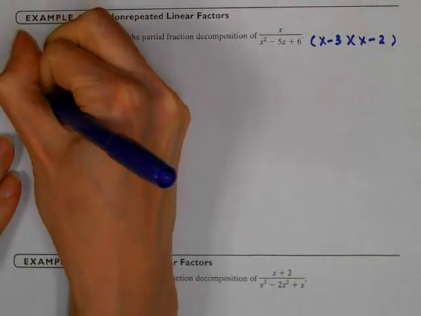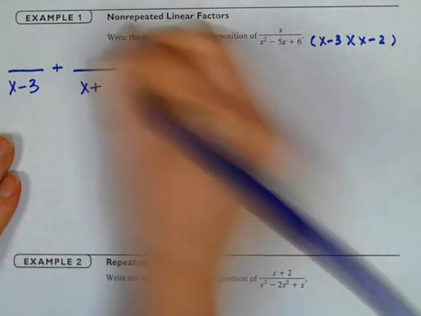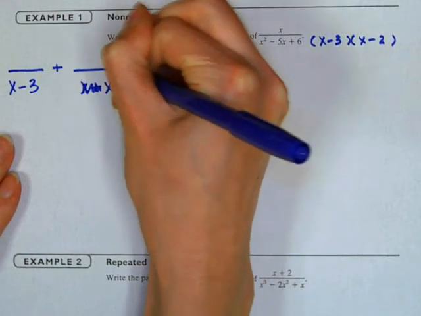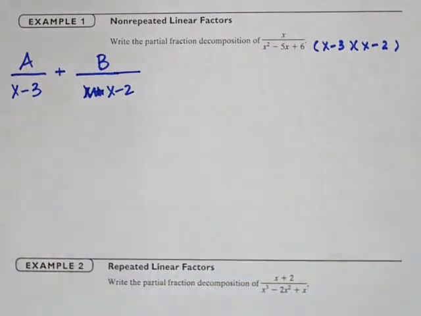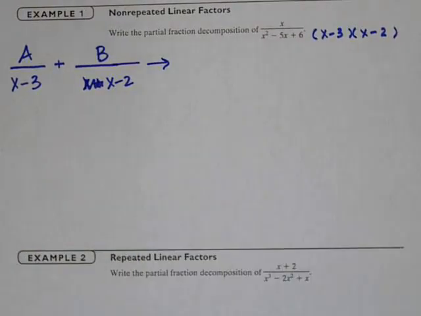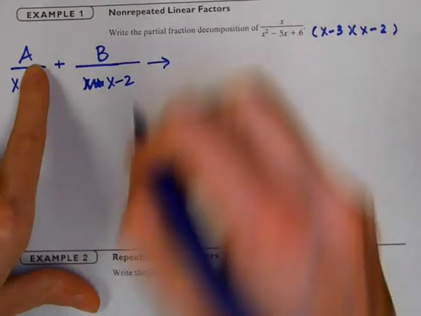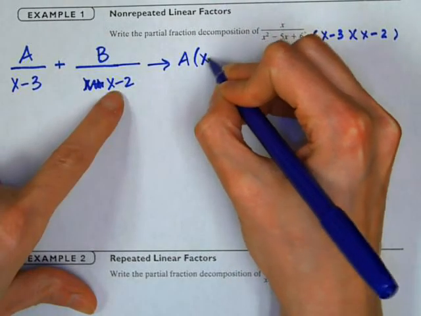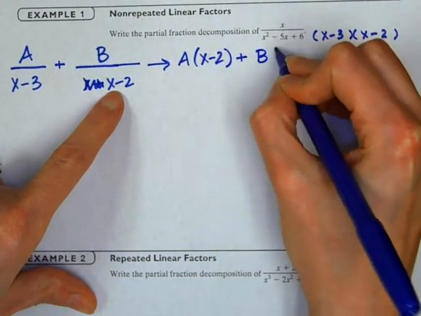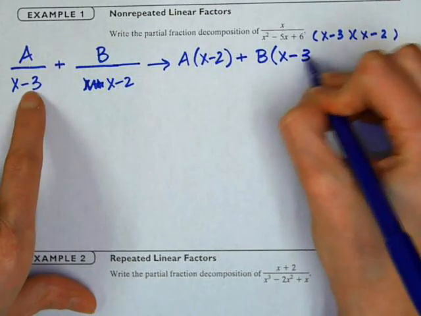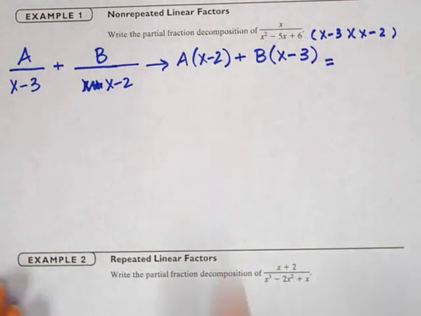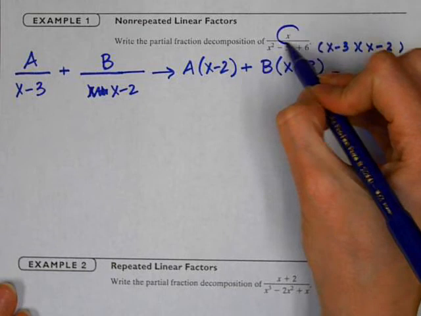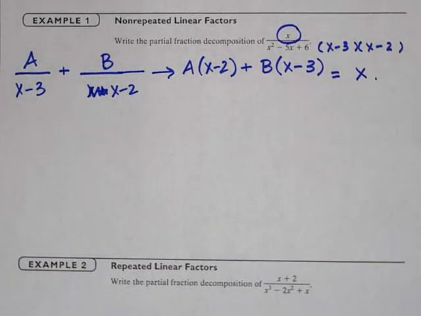So one of them is going to be over x minus 3, and one of them is going to be over x minus 2. And again, let's call one A and one B. And then same thing as before, let's pretend we were trying to get a common denominator, which means the A would be multiplied by the x minus 2, and the B would be multiplied by the x minus 3. And then that's going to be the new numerator, so this is going to be equal to the numerator of this guy, which is x.